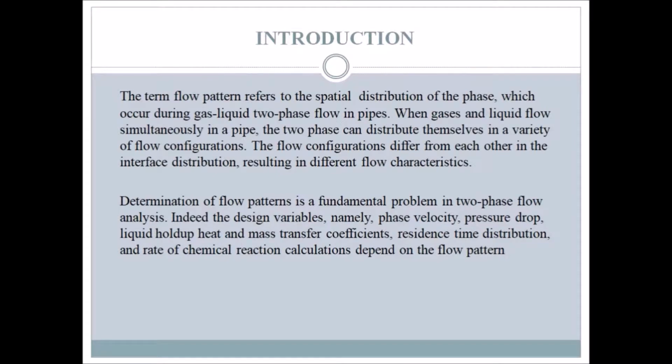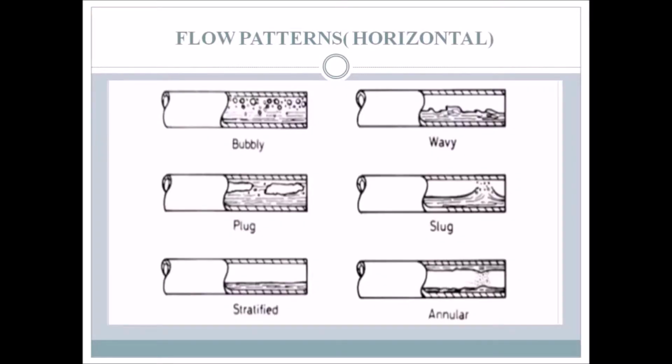So whenever there is a combination of gas and liquid flow inside a pipe, we can see things like bubbly flow. This is bubbly flow. This is a combination of gas and liquid. We can see wavy flow, we can see plug, we can see slug, we can see stratified or annular. So this is what we call flow patterns. It can be this or this.